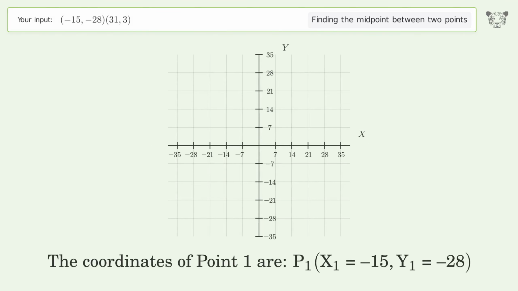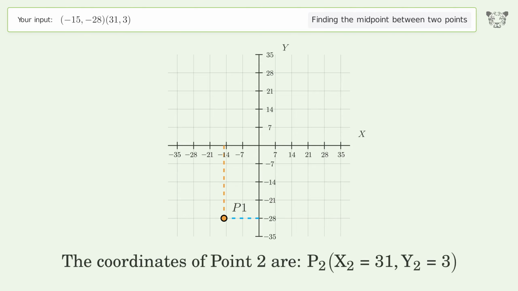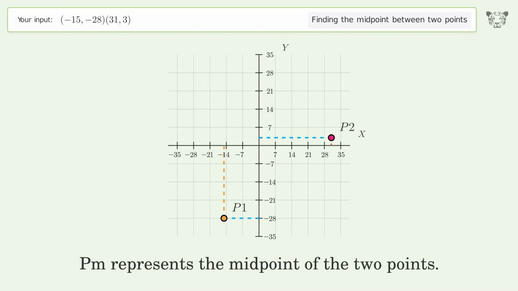The coordinates of point 1 are, x1 equals negative 15, y1 equals negative 28. The coordinates of point 2 are, x2 equals 31, y2 equals 3. PM represents the midpoint of the 2 points.